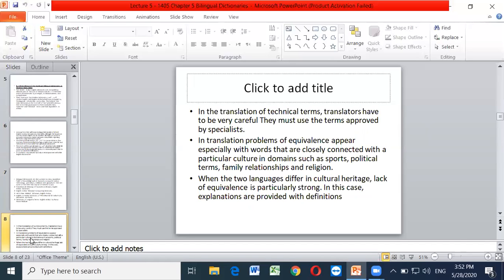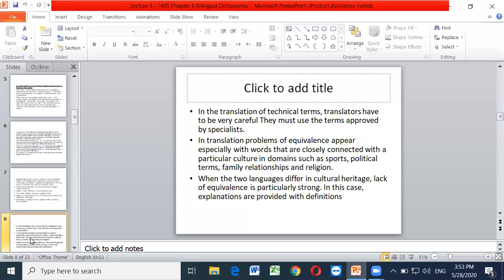In the translation of technical terms, translators have to be very careful. They must use the terms approved by specialists. The most important thing in translating technical terms is that you have to use the terms accepted by specialists, commonly used by specialists. You cannot concoct a new word. You cannot devise or create a new word when you are translating technical terms.